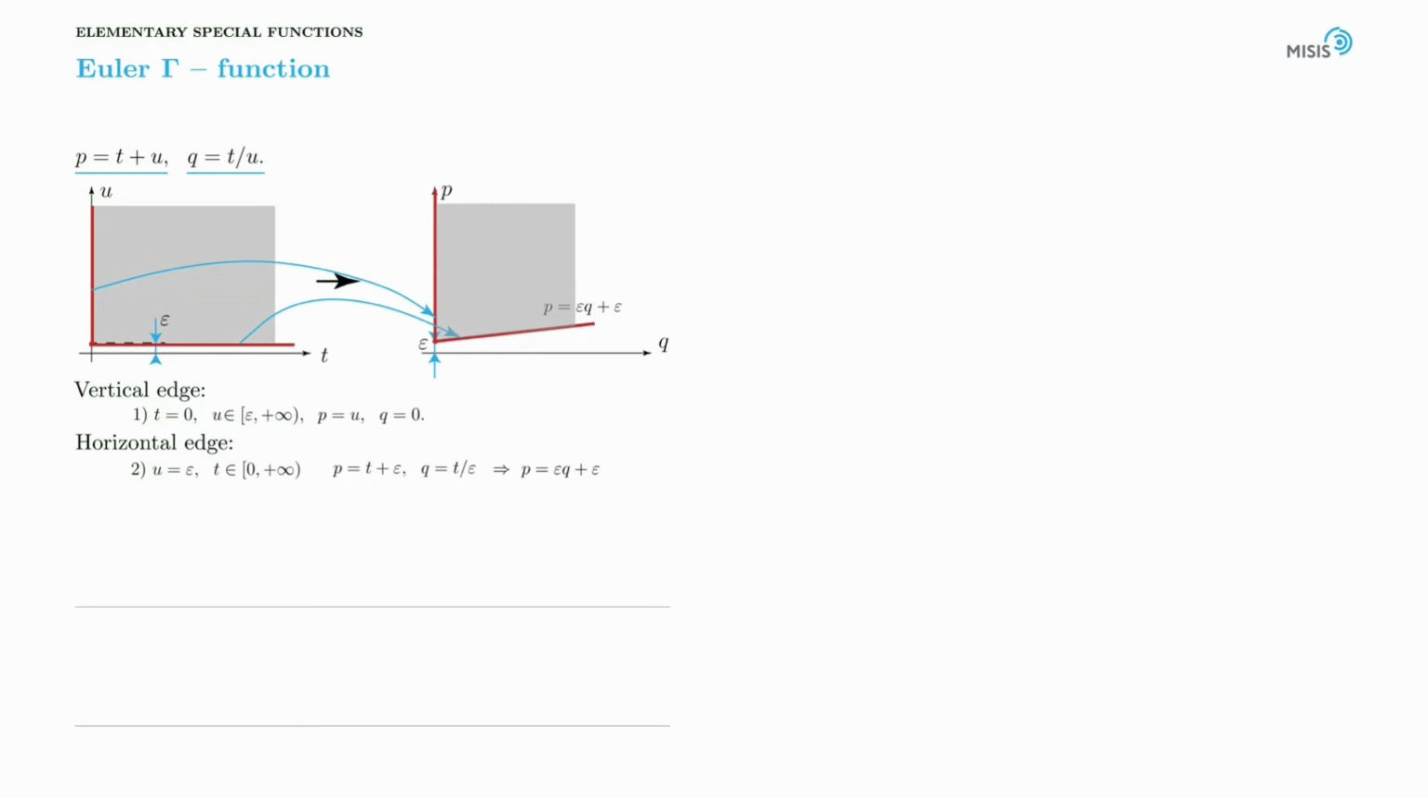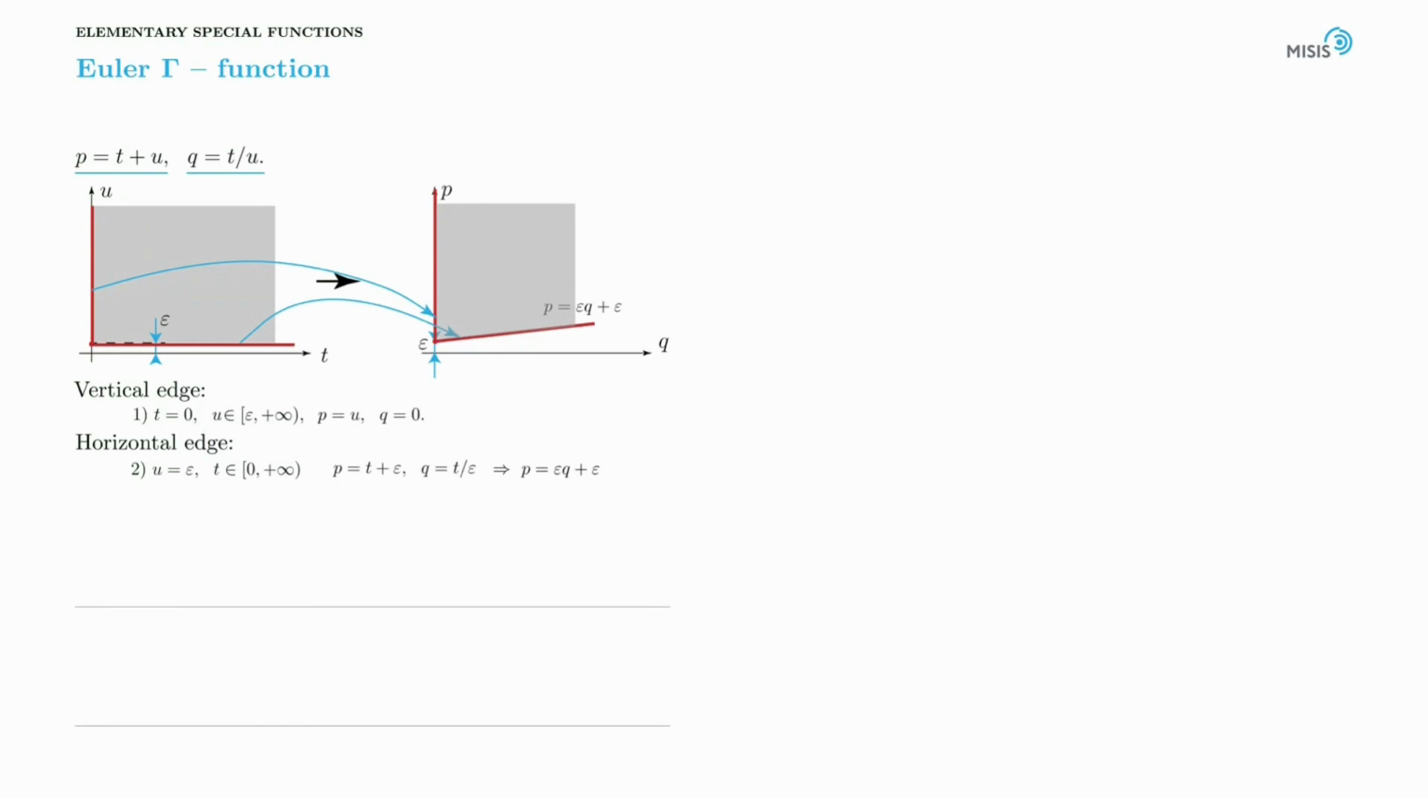Now let's compute the image of the most dangerous horizontal edge. It is this edge that just caused us trouble. Its equation is u equal to epsilon and t running from 0 to plus infinity. So here is our parametric equation for the image. P is now t plus epsilon, while q is t over epsilon, where t is the parameter.